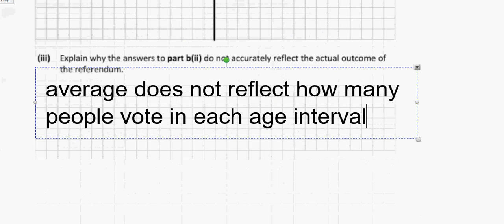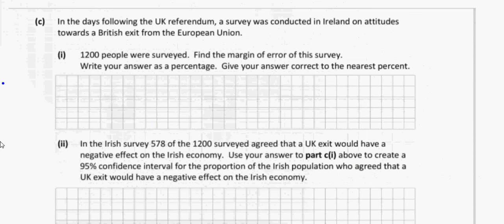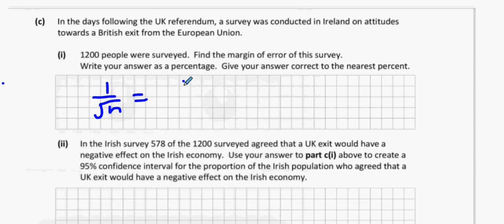Now we move on. This question here, is that the next one? Yeah. In the days following the UK referendum, this is an important one, a survey was conducted in Ireland on attitudes towards the British exit from the European Union. 1,200 people were surveyed. Find the margin of error of this survey. What's the margin of error? It's 1 over root 1,200, which is 0.03, which will round to 3%. Is that okay?